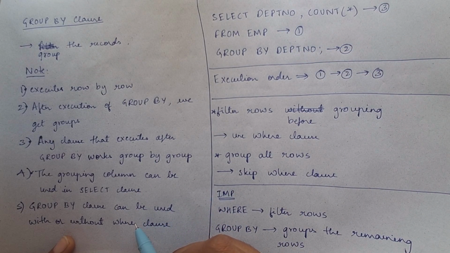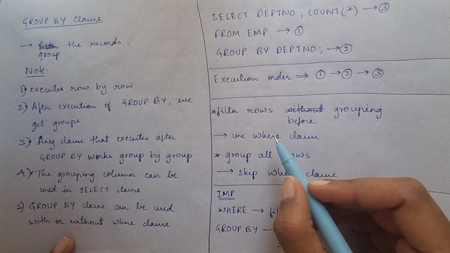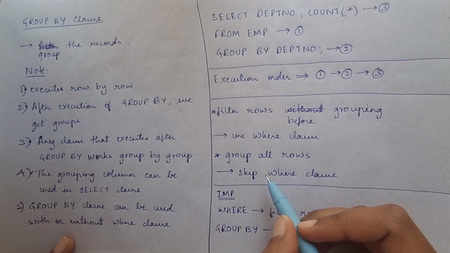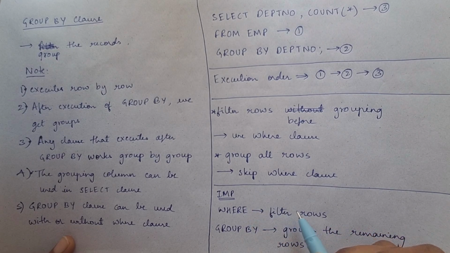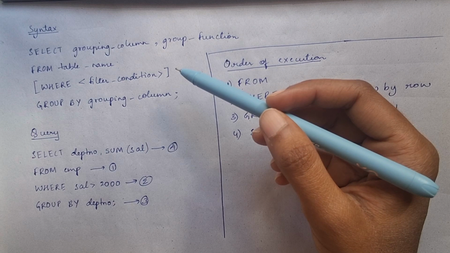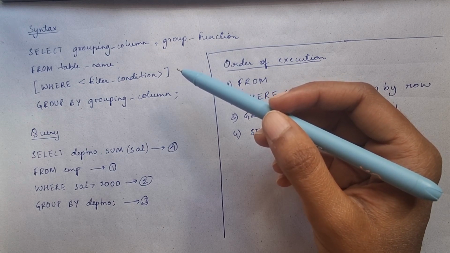Group by clause can be used with or without where clause. That is, if you want to filter the rows before grouping, use where clause, guys. And if you want to group all the rows, then you can skip where clause. And also, guys, this is very important. Please listen carefully. Where clause filters the rows in the table, whereas group by clause groups the remaining rows in the table. Now we will see the syntax and order of execution of a query which has group by clause.